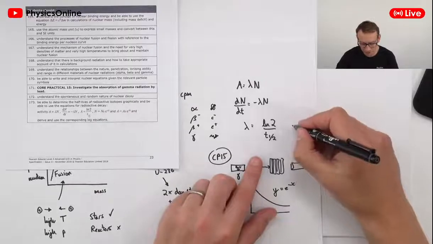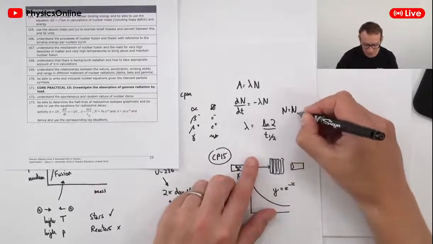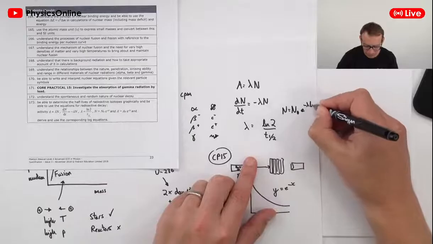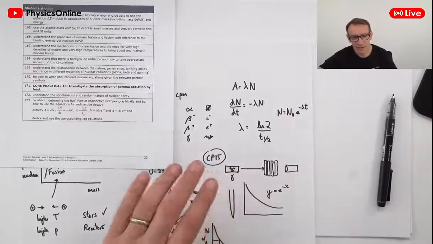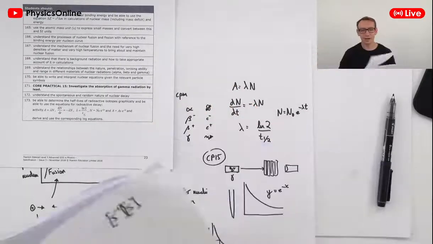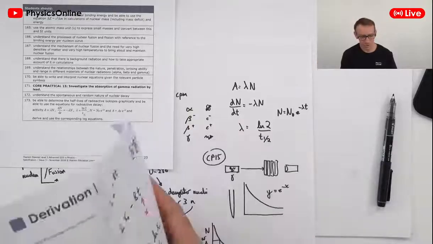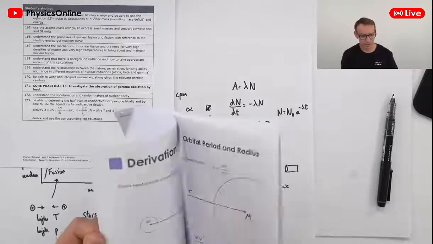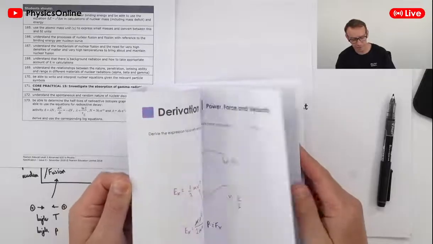And this is something you can actually derive from the equation that says N is equal to N naught e to the minus lambda t. Now again, these are given to you in your data book. There's a derivation about half-life that I think I've got here somewhere. Again, if you want to download this, I'll put a link beneath the video.